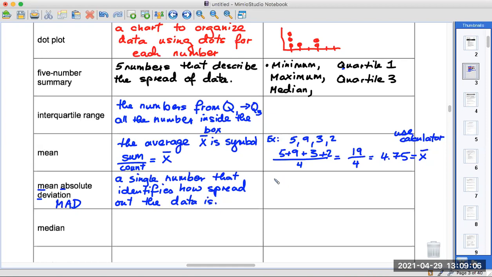So for an example, if the MAD, let's say, is 7.3, and another data set has a MAD of 2.6, this one is more spread out. That means your range is bigger. So the bigger the number, the more the data is spread out. And this means you have a bigger variety of numbers.